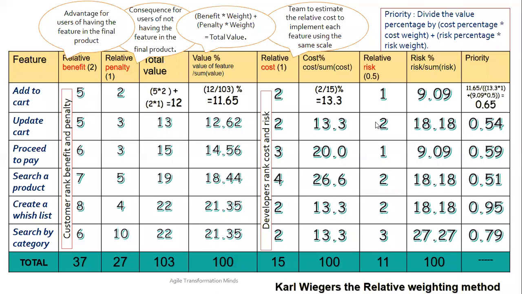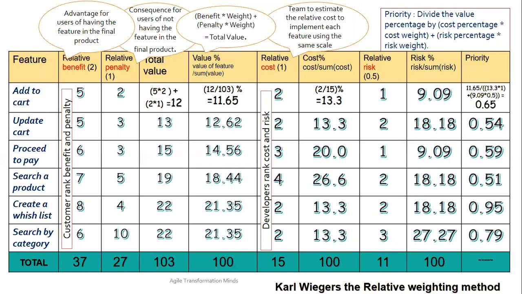Okay. Now, if you have any questions in between, drop them in the chat. That's the first phase of the relative weighting model. In the second phase, once we get the customer value percent, it's the work of the developers to estimate cost and risk. Here also, if penalty is 1, benefit is 2, then they put cost as 0.5, risk as 0.5 and cost as 1. You can also put risk as 1, then cost as 2.